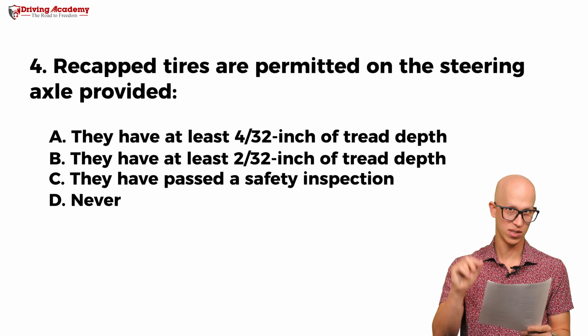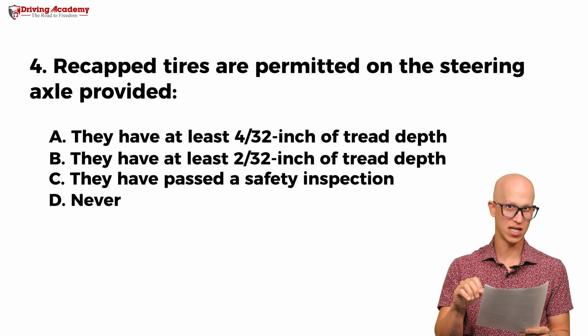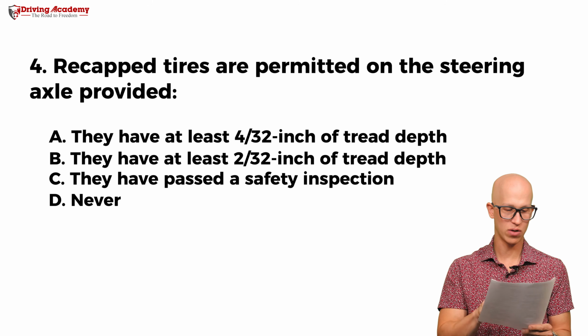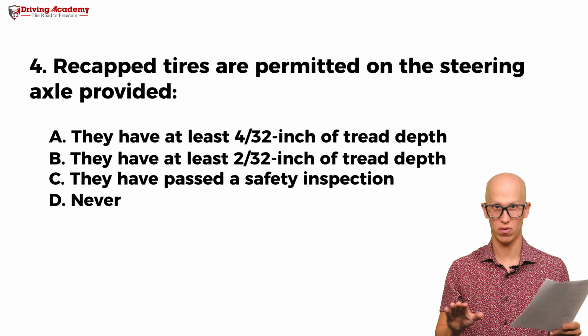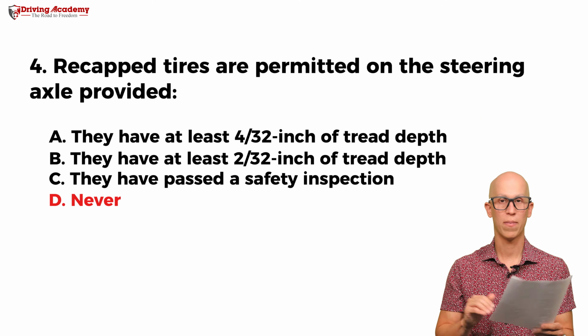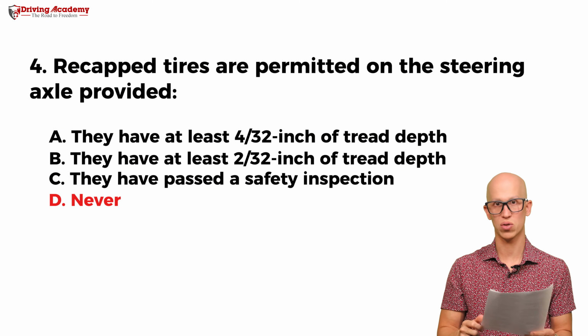if you're studying the book itself, it's going to say steering axle tires have to have 4/32 of an inch of tread depth. But the main thing here is going to be recap tires. Recap tires are never, and I repeat, never permitted on the front steering axle, so the correct answer here is D.